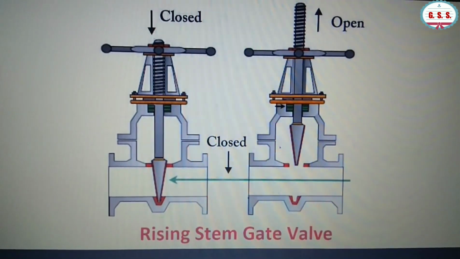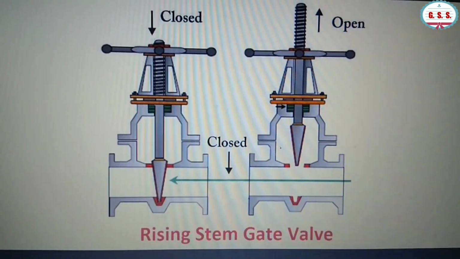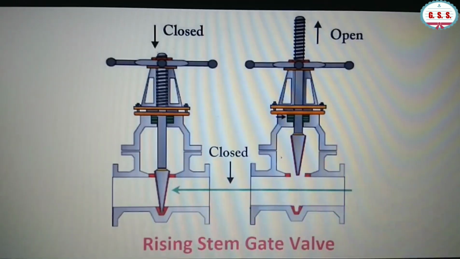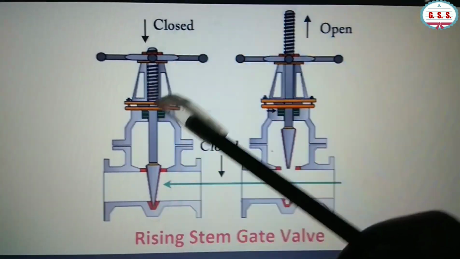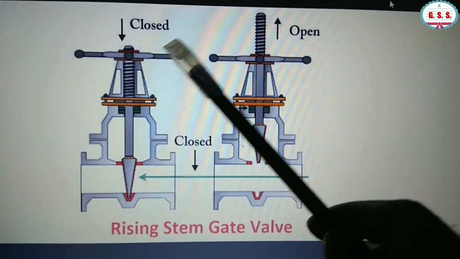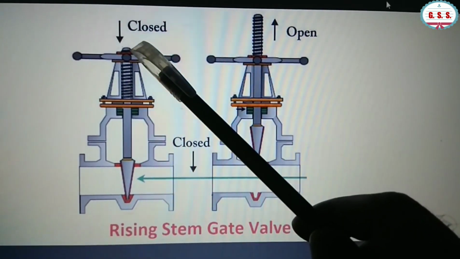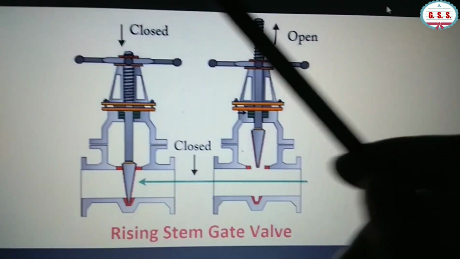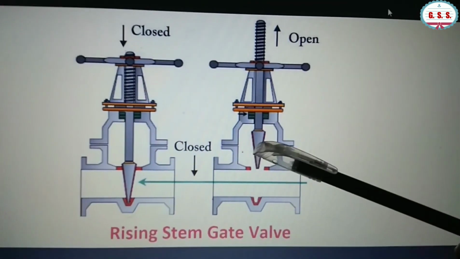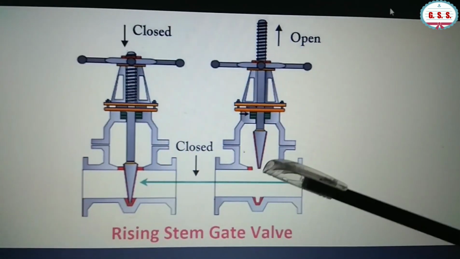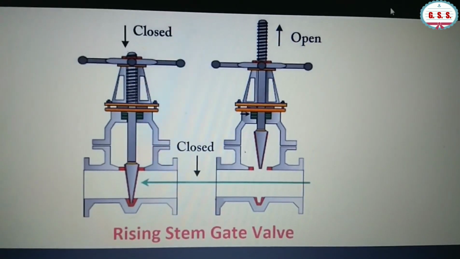This is called rising stem gate valve or outside screw and yoke type. The screw is here. When we rotate the hand wheel, then this screw rotates and this stem is raised up and the wedge is raised up and valve will be in open condition.